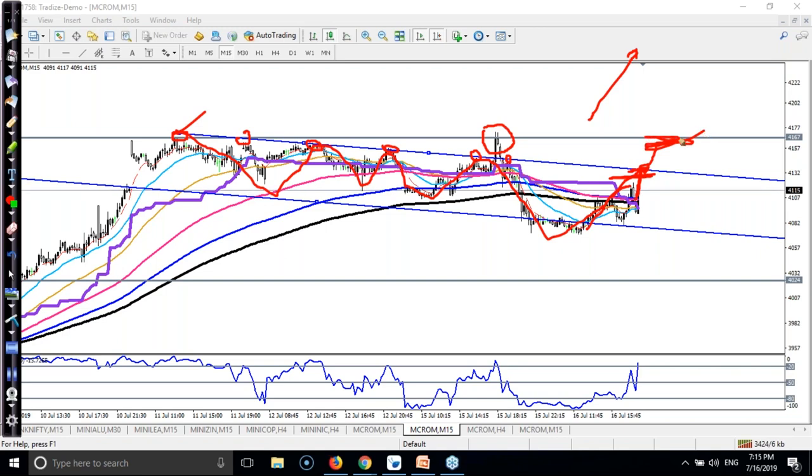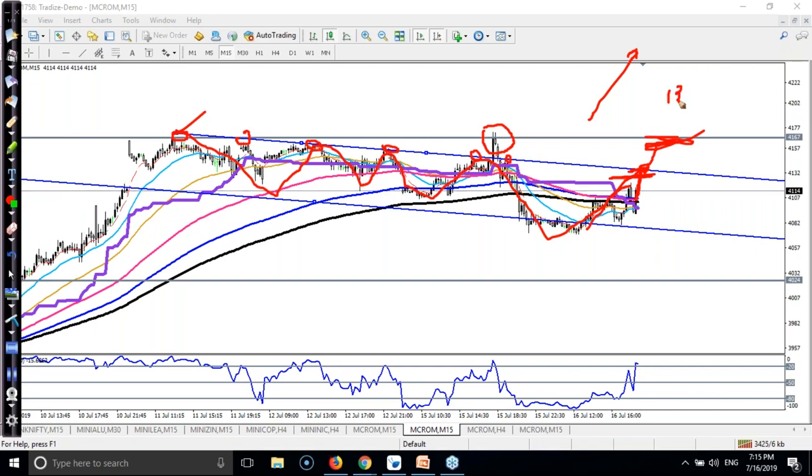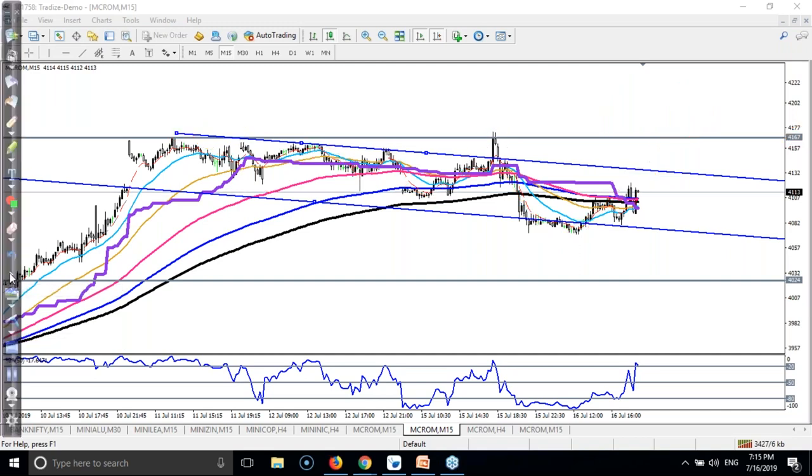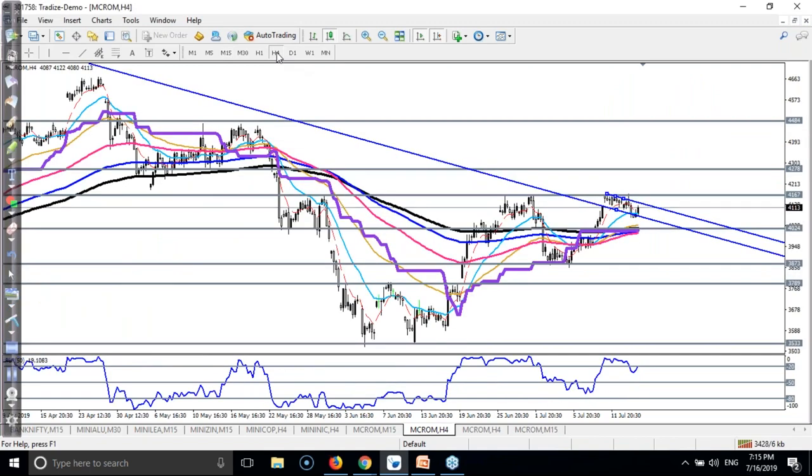Why am I placing this one? You can see this is a Fibonacci extension of 138.6%. And if you see this area, remember 4167 was previously a support and resistance. Let me show you, then you will be clear. So if you want to see 4 hour, have you seen?